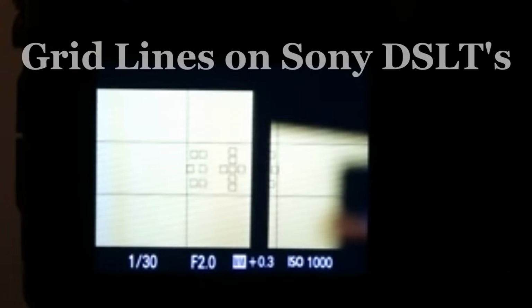Today I wanted to talk a little bit about grid lines on Sony DSLT cameras. This is something that is available through the viewfinder and in live view on most Sony DSLRs, including the NEX cameras, the A58, the A77, all of the SLT line, and most new Sony cameras that are coming out, even including some of the Cyber-shot cameras. It also has this feature as well.